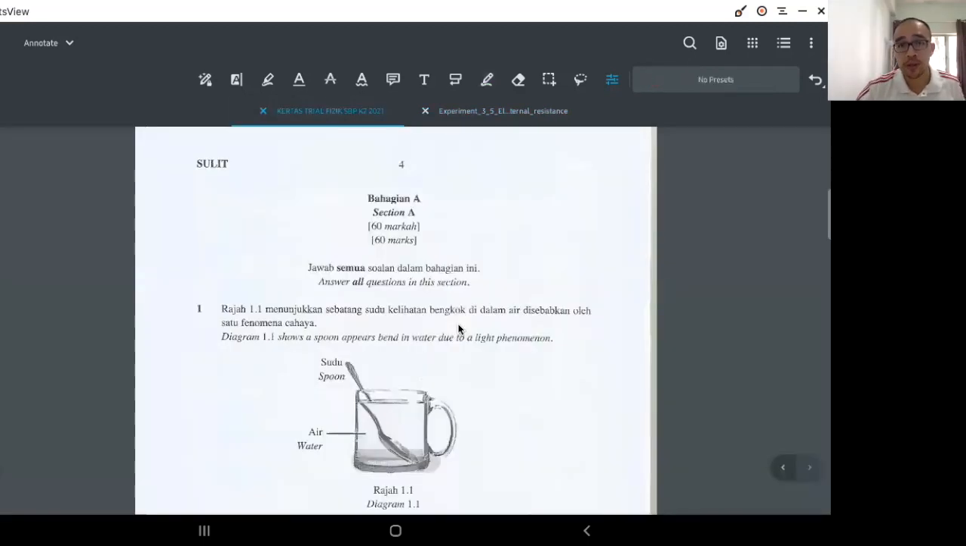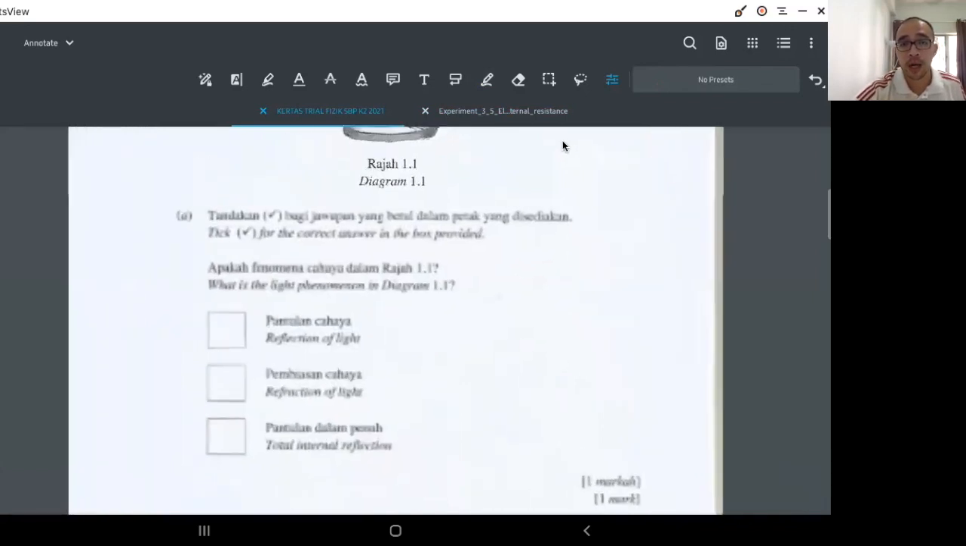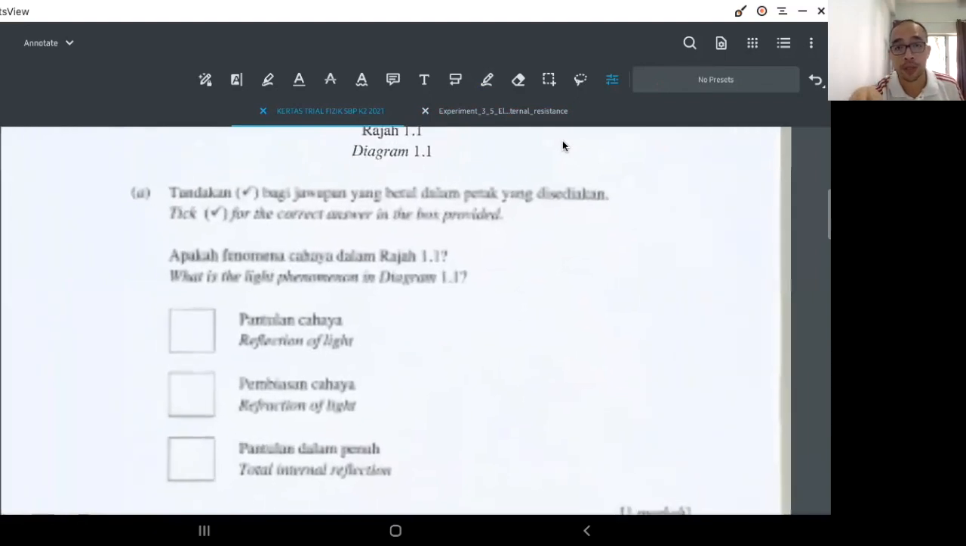Now, let's continue. We're going to go into the SBP paper 2. And this one I only gave a digital copy, because we have decided that we're not going to be able to print it out for you.